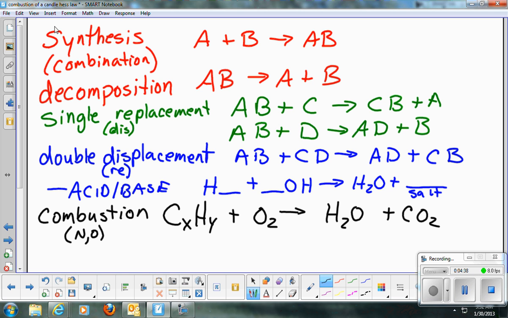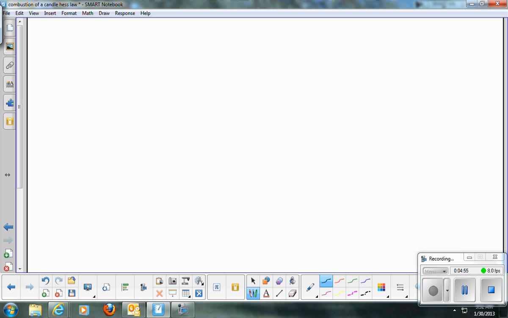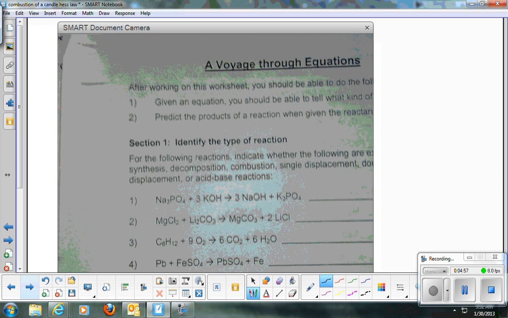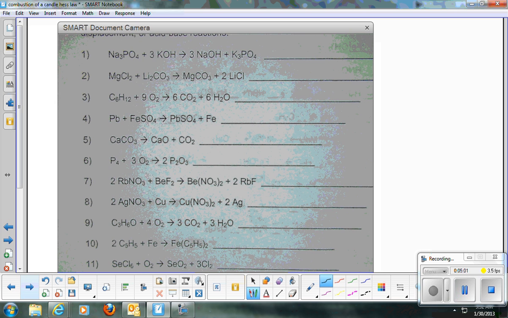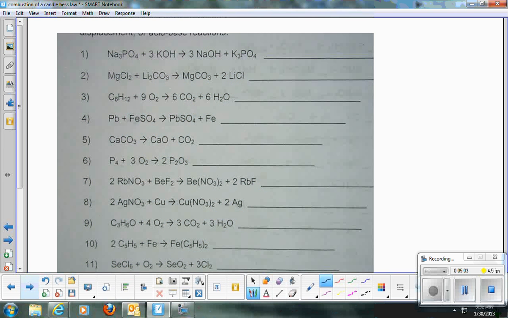Okay, so let's go on. Grab your voyage and keep this where you can see it because you're going to need it. Okay, so we're going to section 1 of the voyage. We're going to apply what we just learned. Okay, so here we go.